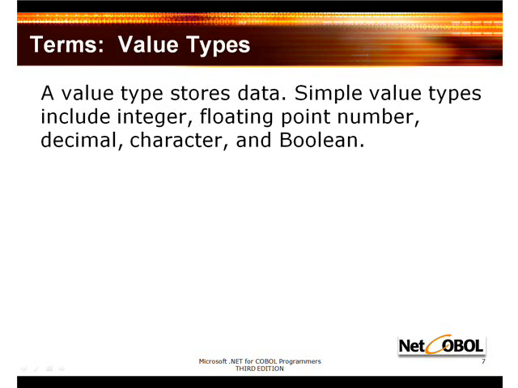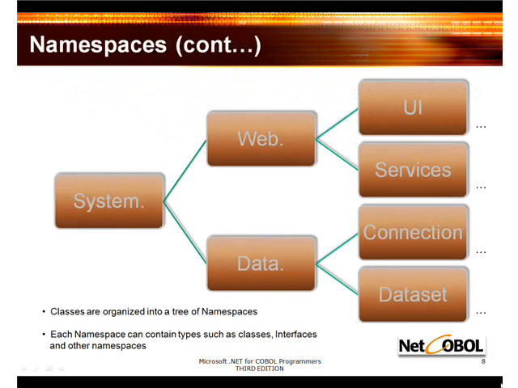The next term I'd like to cover is value types. A value type stores data. Simple value types include integer, floating point number, decimal, character, and Boolean. Now that we've covered a few essential terms, let's get back to namespaces.